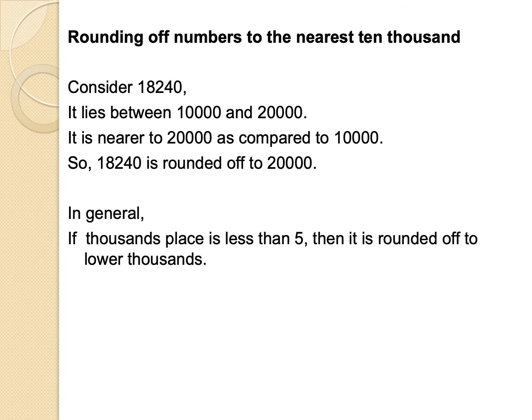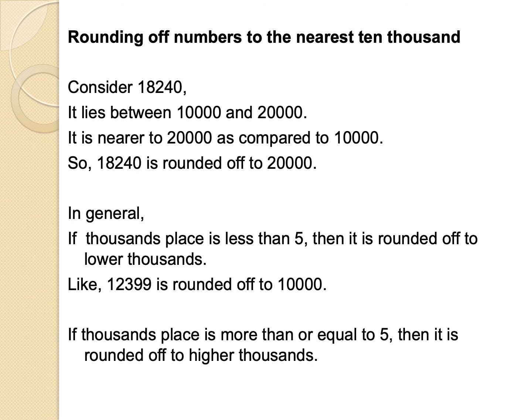In general, if thousands place is less than 5, then it is rounded off to lower ten thousands. Like 12,399, it is rounded off to 10,000 because in thousands place we have 2 which is less than 5, so it is rounded downwards.